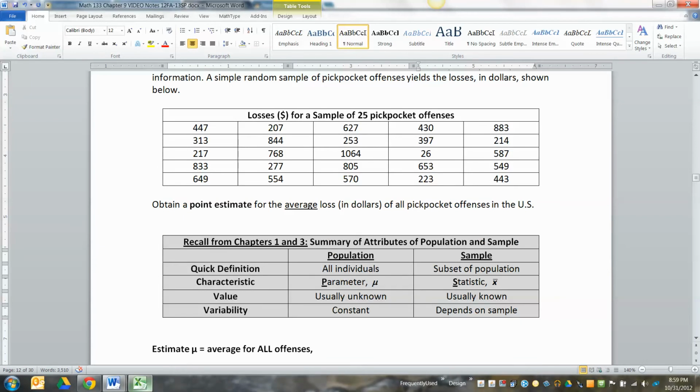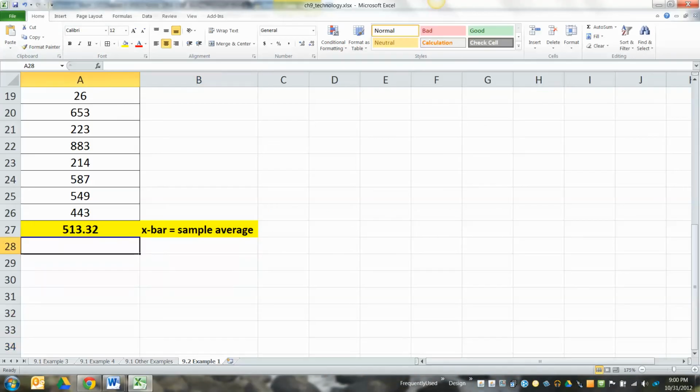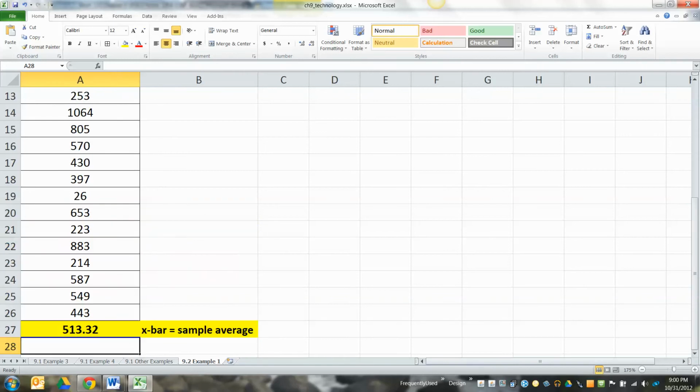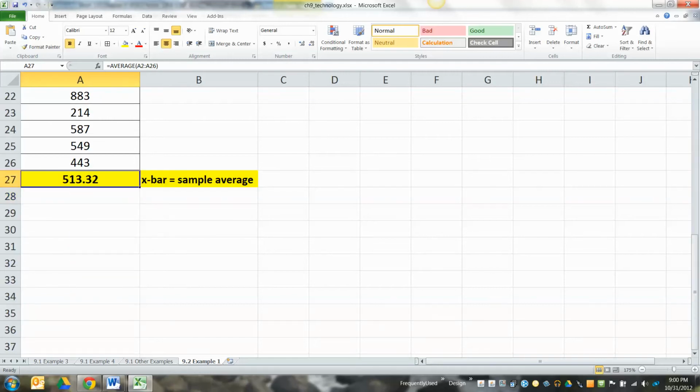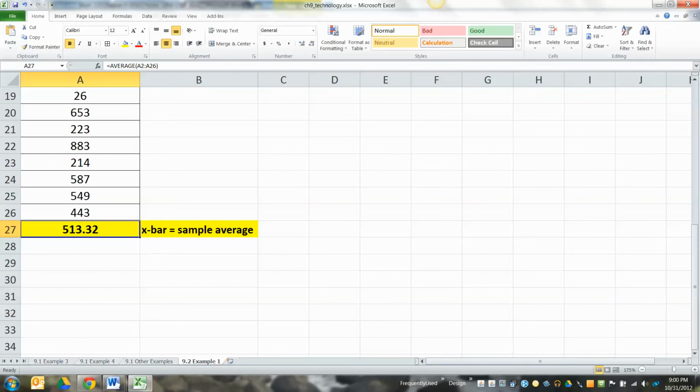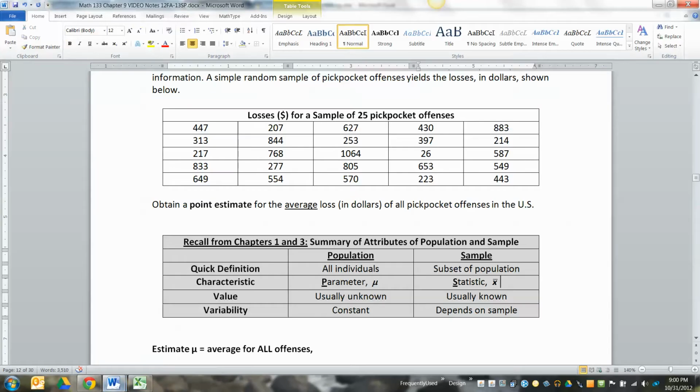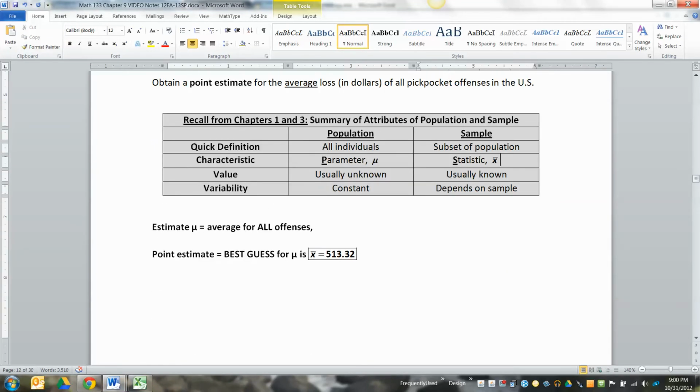So you need to estimate mu, the average for all offenses. So you're going to go to Excel. I actually already did this problem and the computer ate my work, so we'll do it again. I just called this 9.2 example 1. To be honest with you, I think we're going to use this same data set over and over, so it's probably going to end up being more than just example 1. All right, now how do I do this? I just typed equals average A2 to A26. I had the data in there, and there you go. That's our sample average. That's our X bar. So that's our best guess for what mu is.